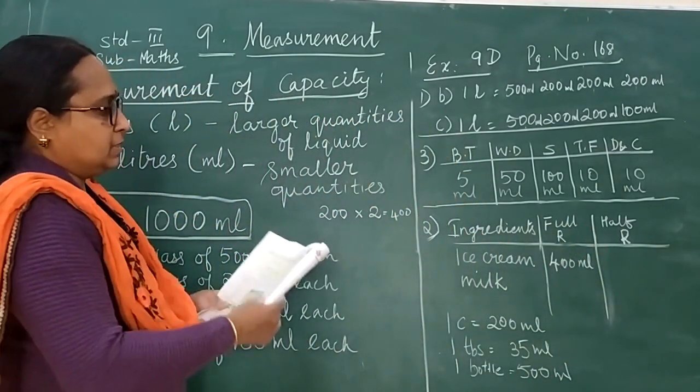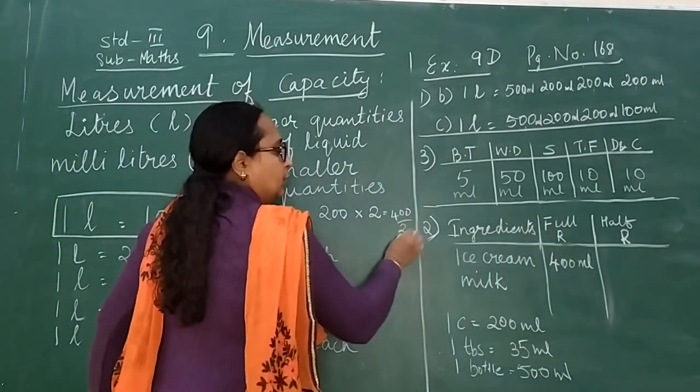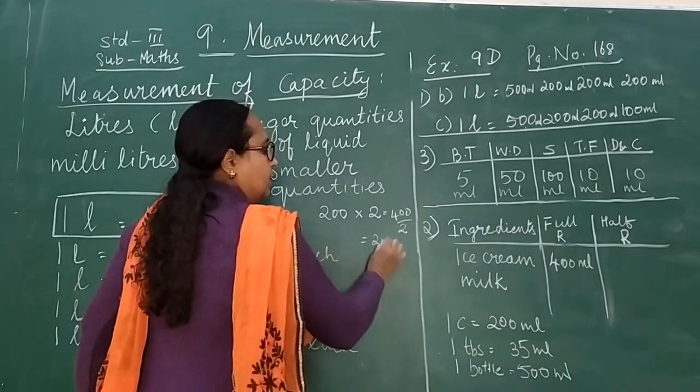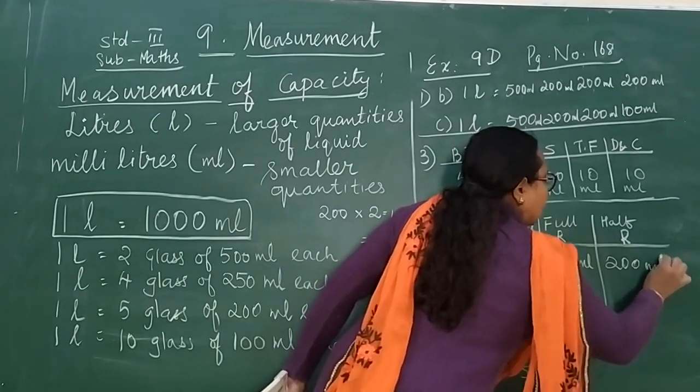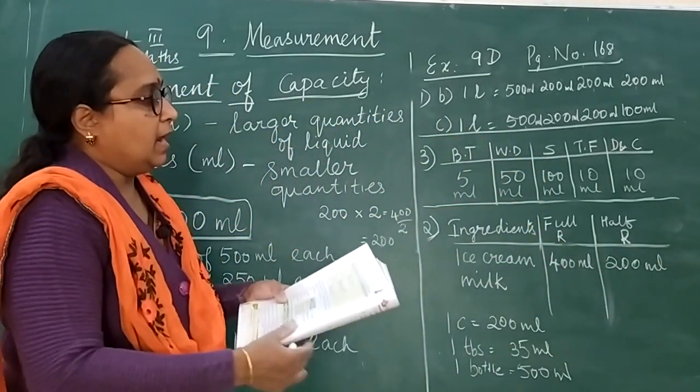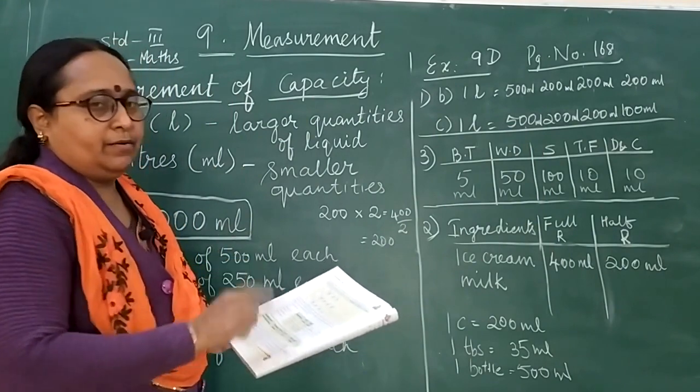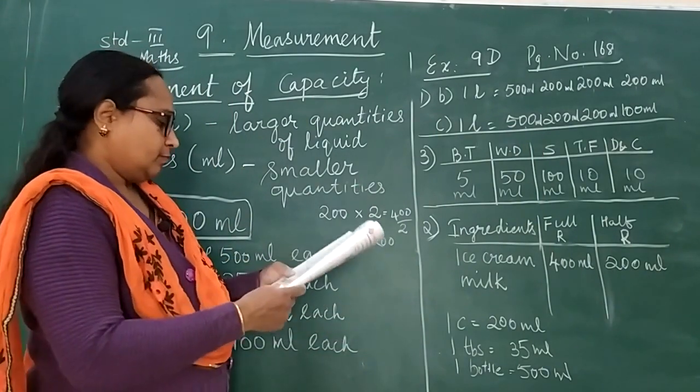Now for the half recipe, what will you do? Divide it by 2. So you will get 200 ml. When you take half the recipe, you will have 200 ml, right?